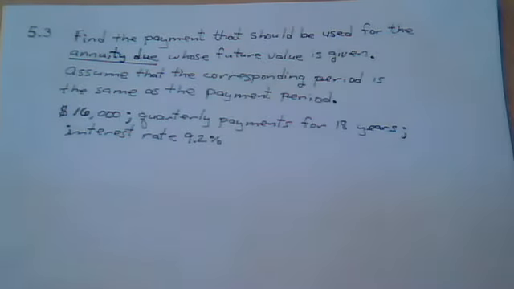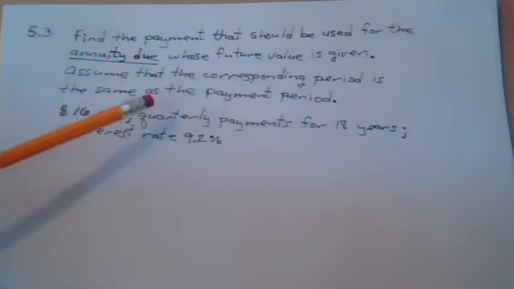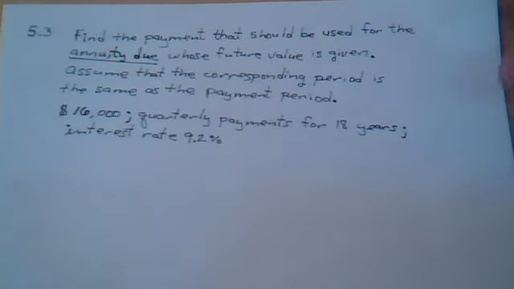Find the payment that should be used for the annuity due whose future value is given. Assume that the compounding period is the same as the payment period. This is the information we're being given. The future value is $16,000. This is going to be done quarterly for 18 years, and the interest rate is 9.2%.